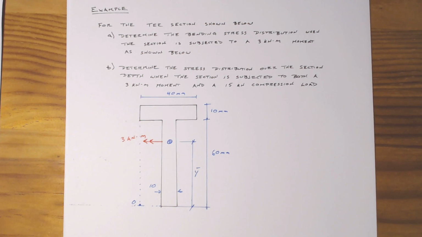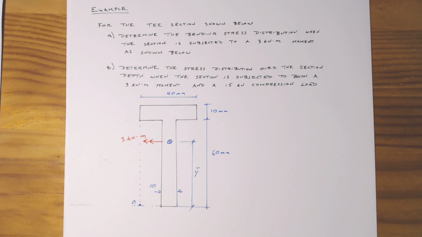In this video, we're going to go through an example on determining both bending stress and combined bending and axial stress for a T-section. So this is, for our examples, the first unsymmetric section that we've seen, so we'll get to have a look at how that influences the bending stress, as well as how we combine both bending stress and axial stress.